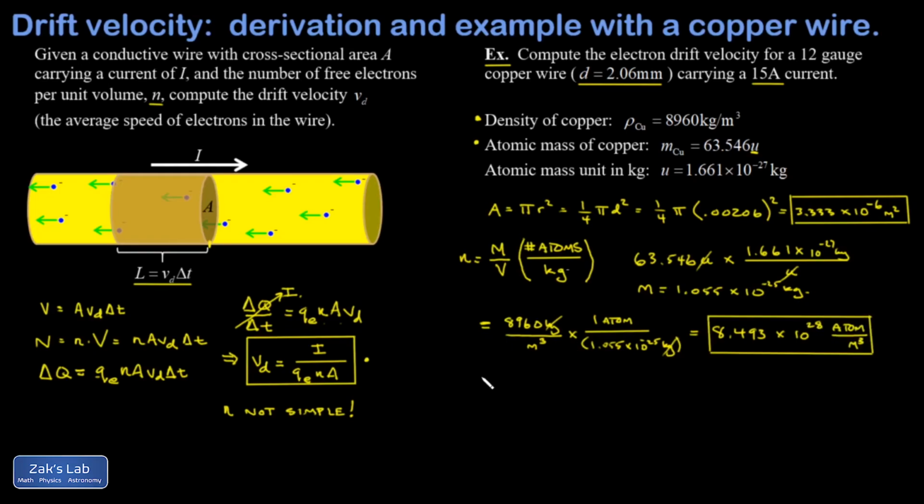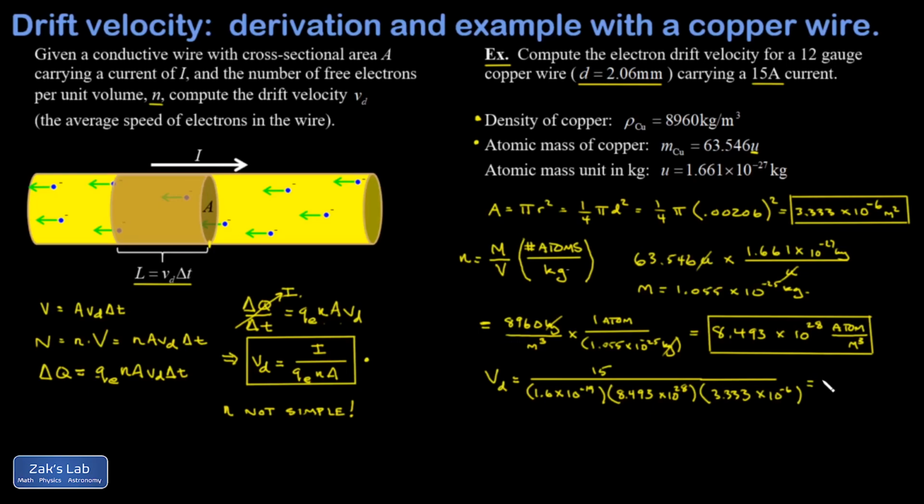Now that I have little n, I can plug everything into our drift velocity formula. In the numerator, I've got the current, which was 15 amps. In the denominator, I have the elementary charge, 1.6 times 10 to the negative 19 coulombs. Little n, we just found that, 8.493 times 10 to the 28th atoms per cubic meter. Again, at 1 free electron per atom, that tells us the number of electrons that are free per cubic meter. And then my cross-sectional area, 3.333 times 10 to the negative 6 square meters.